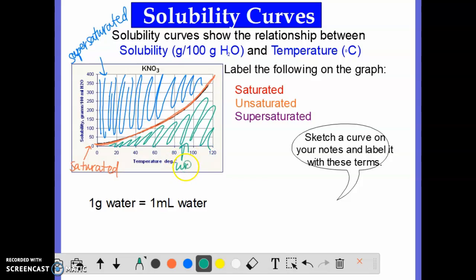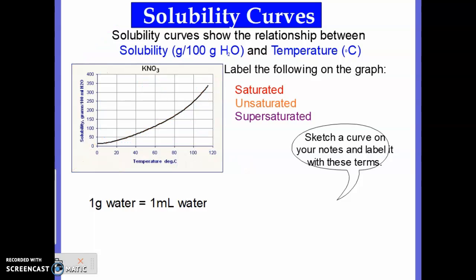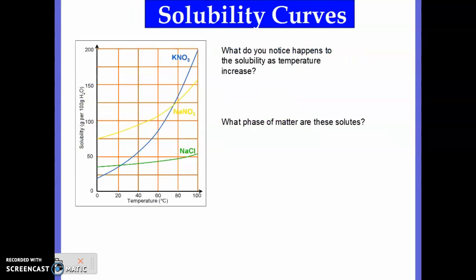So at that point we can still add more in there before a solid starts to form and we have way too much of our solute in our solvent. So those are the 3 different zones on the solubility graph. Let's look at our next slide. We're going to figure out how to read these.